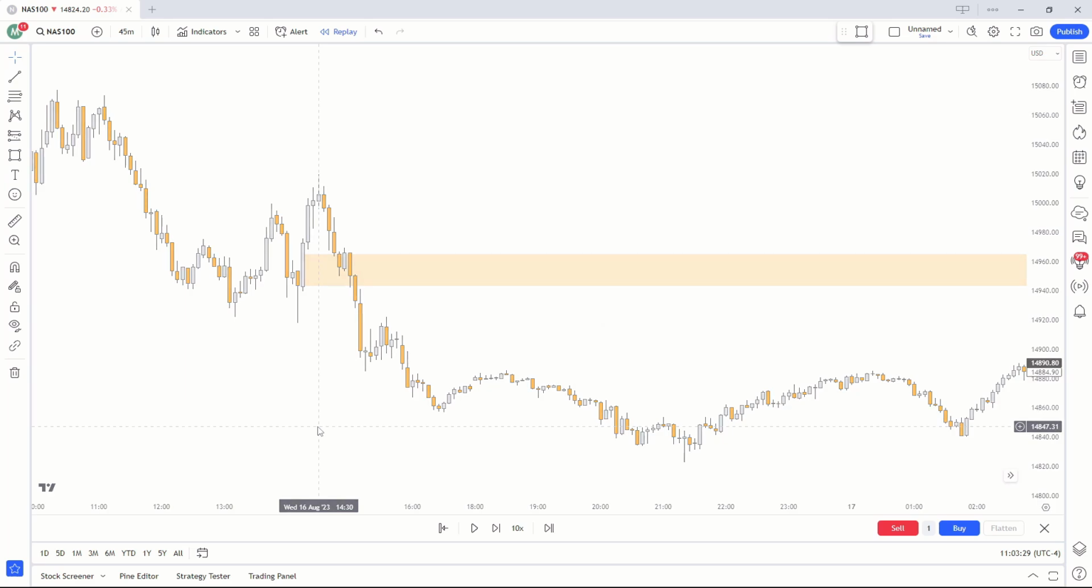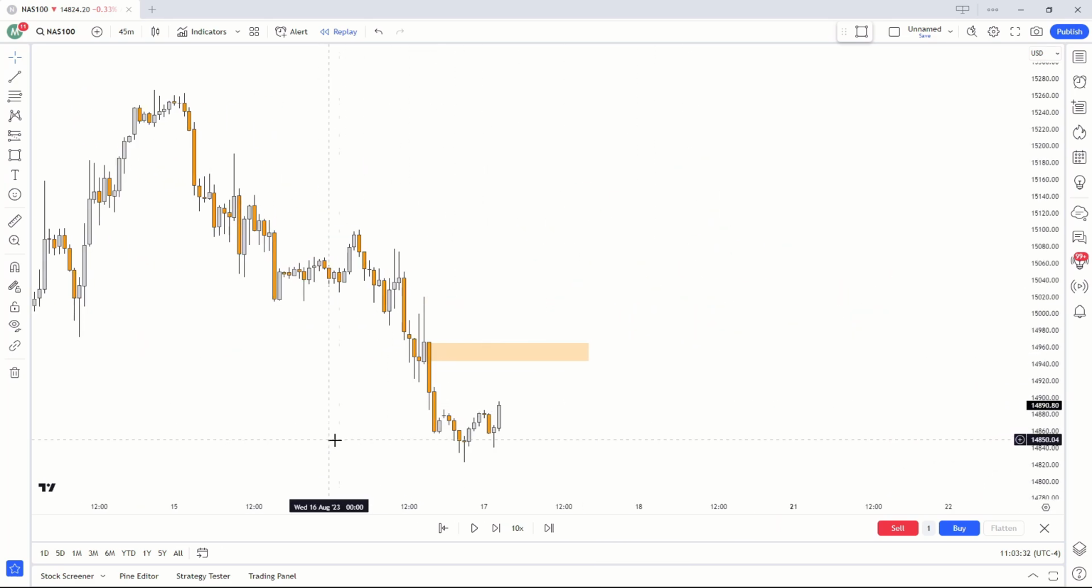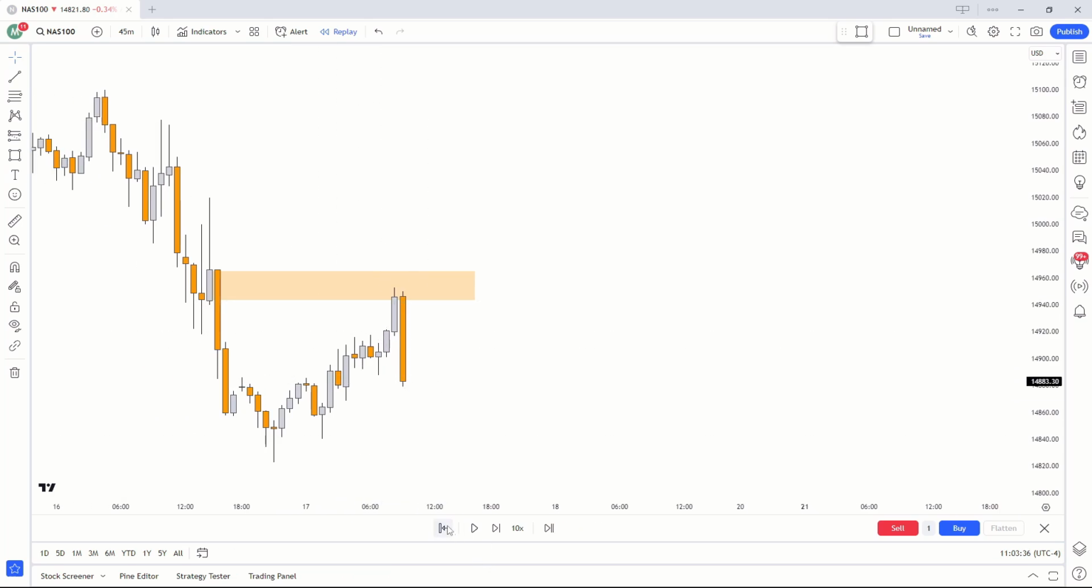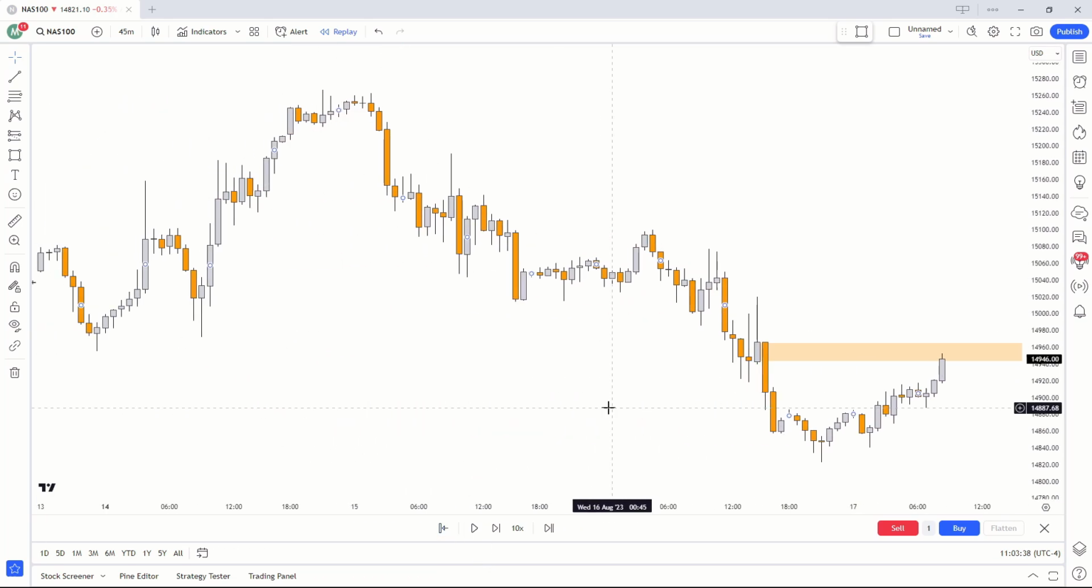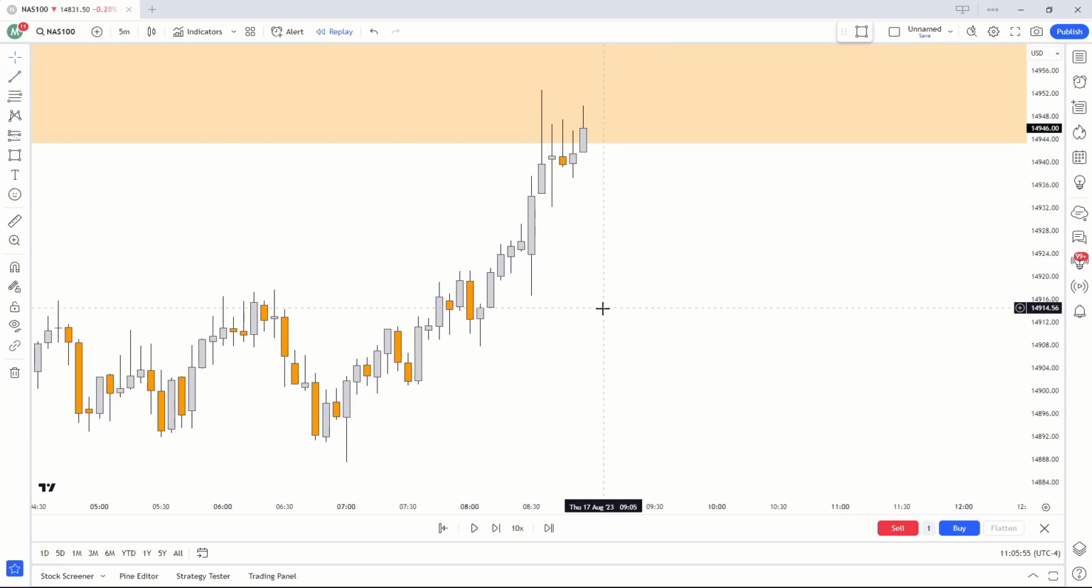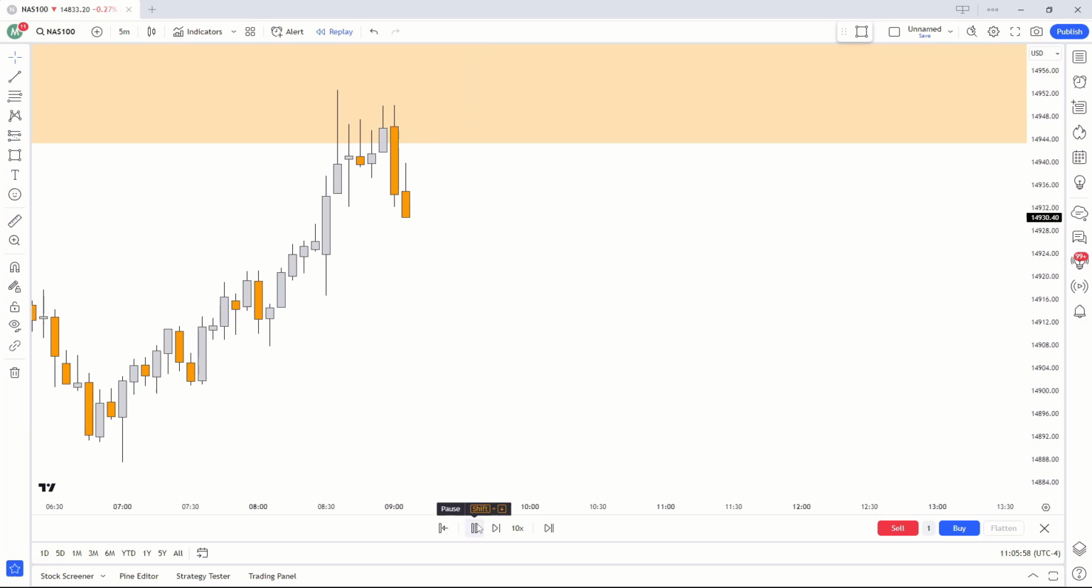So if we go back onto the 45 minute now and play out market, you can see market taps in to our order block. I'm going to replay the market a bit and I'm going to drop down. Now I'm going to head over to the 5 minute. On the 5 minute, we're just going to wait.